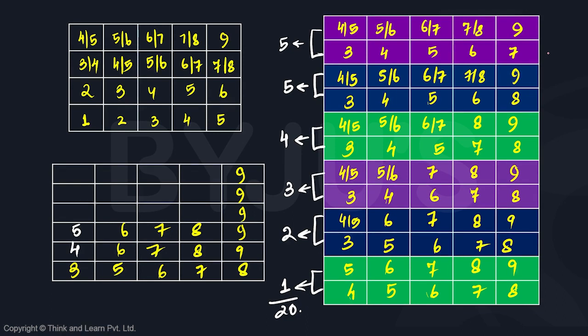So in the first one we did not take 8, in the next one we did not take 7, in the next one we did not take 6, in the next one we did not take 5, in the next one we did not take 4, and in the last one we did not take 3. Because 9 is already there, so we can't take 9 anyways. So having understood this, let's move over to the questions now.